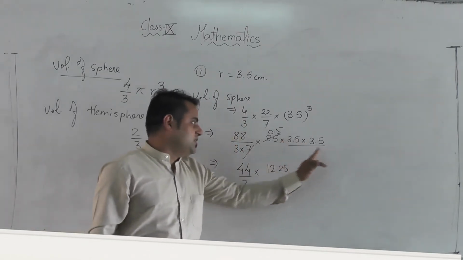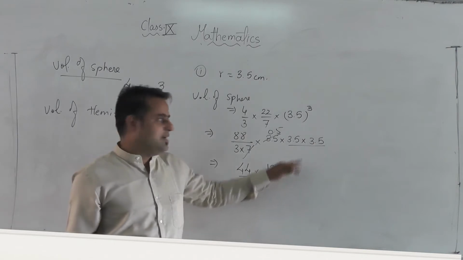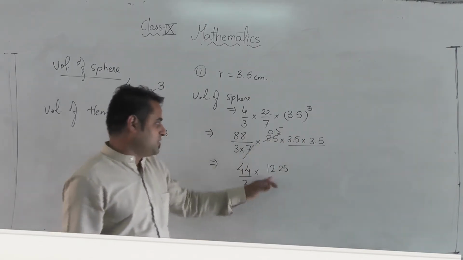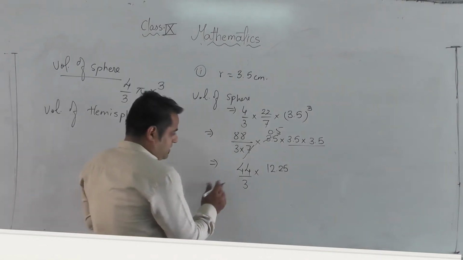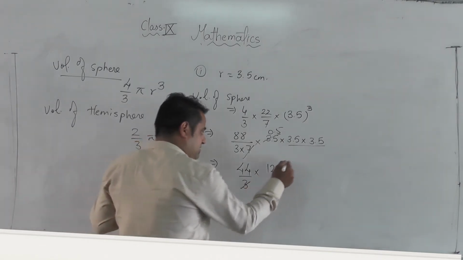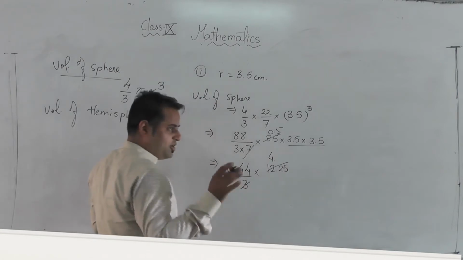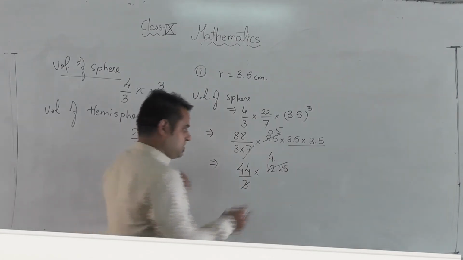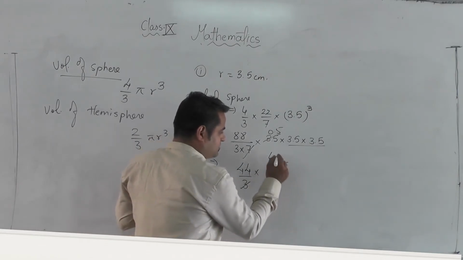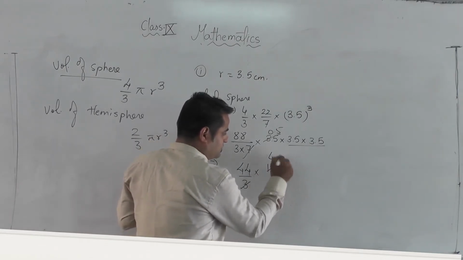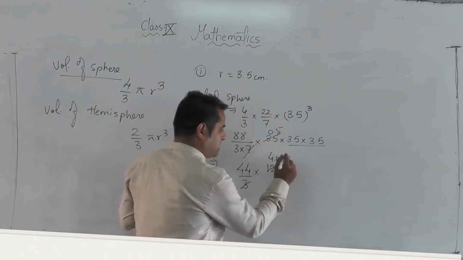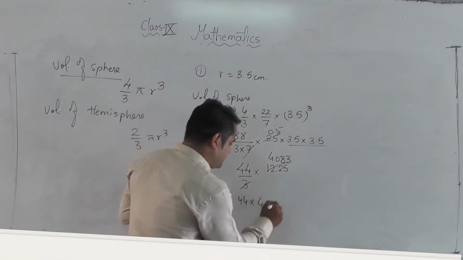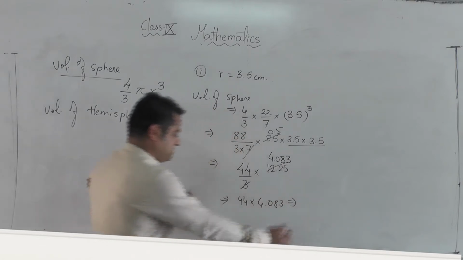There is a small method to do so. The 5 times 5 is 25, and the tens digit you multiply with the next greater number, that is 12. Now again you can cancel it. 4 threes are 12, you don't need to cancel it fully, only up to 3 you have to cancel. Now it will become 44 into 4.083. Now we have to multiply this.